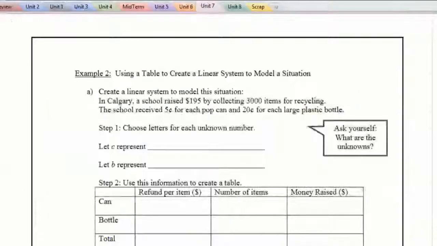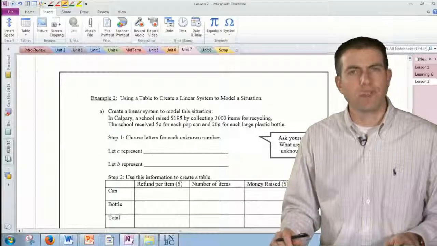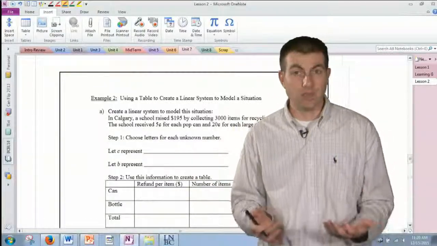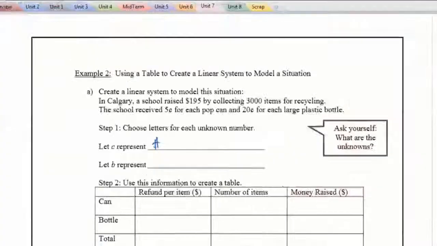Create a linear system to model the situation. In Calgary, a school raised $195 by collecting 3,000 items for recycling. They received 5 cents for each can and 20 cents for each plastic bottle. We're going to model the system, I should say. The first thing we need to do is, we have cans and we have bottles. So we're going to let C be the number of cans, because C stands for cans. And we're going to let B equal the number of bottles.